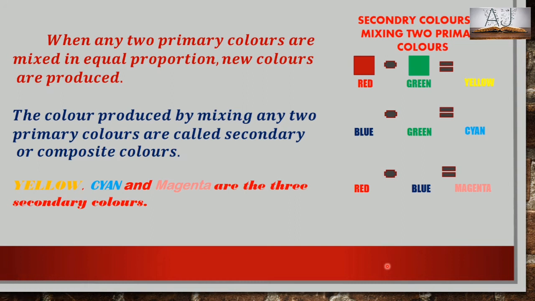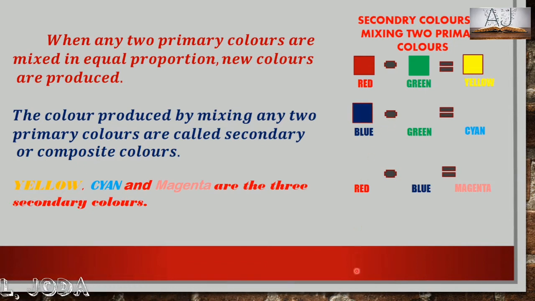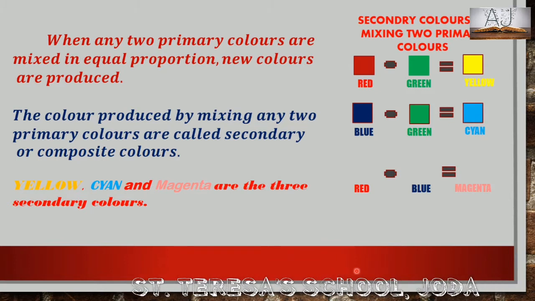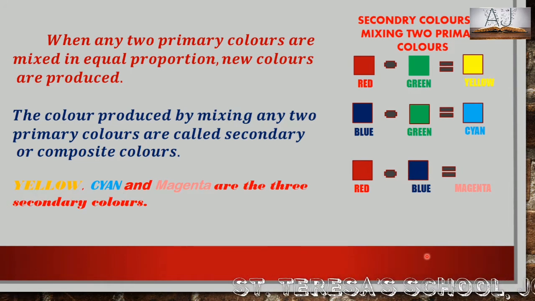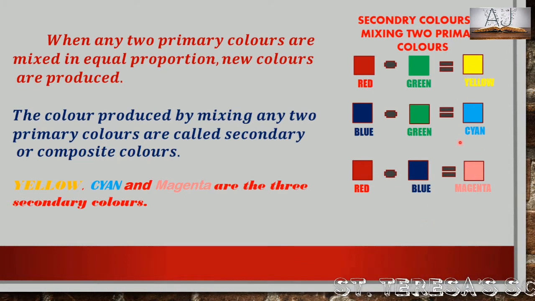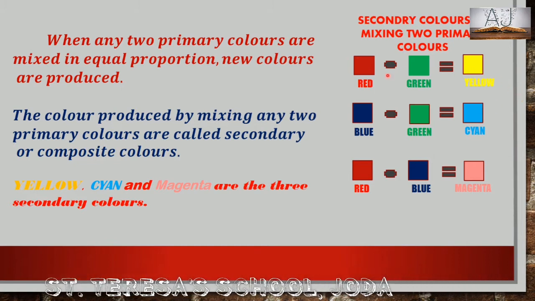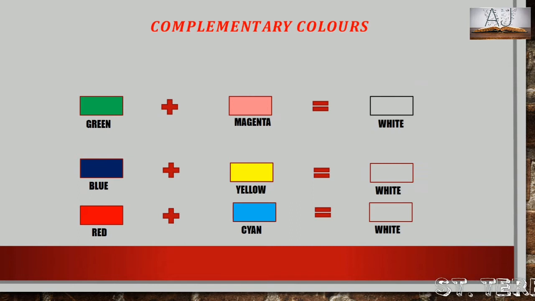Red is a primary color and green is also a primary color. If we mix them in definite proportion, we get a secondary color, yellow. Similarly, the primary color blue and the primary color green, when mixed in the same proportion, give cyan. Similarly, the primary color red, when mixed with the primary color blue, gives the secondary color magenta. So yellow, cyan and magenta are the 3 secondary colors or the composite colors.